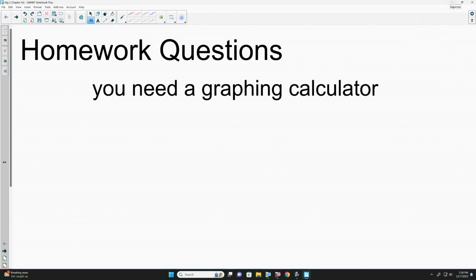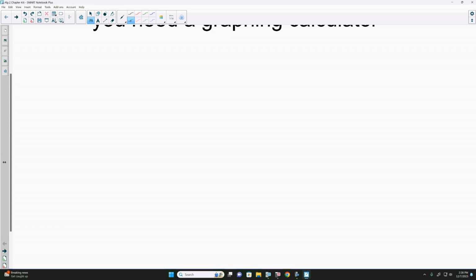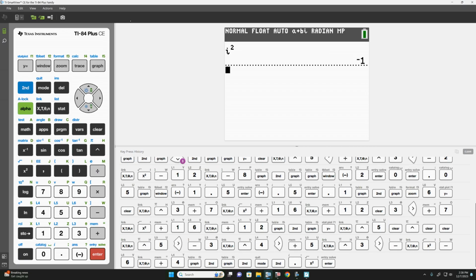Questions on the homework from this chapter? So on number 7, what zeros did you get?